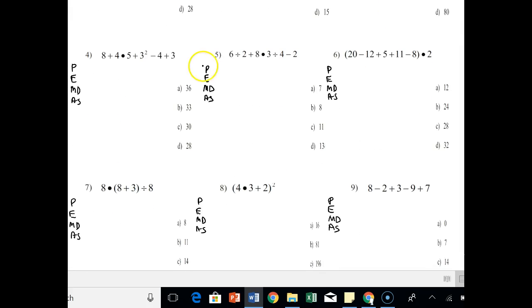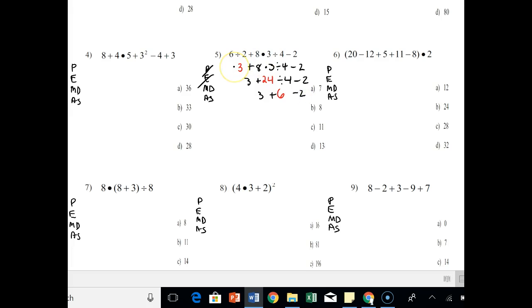Number 5, there's no parentheses, there's no exponents. There is multiplication and division. Notice the division pops up first as I move left to right, so I'm going to do this division first. So 6 divided by 2 is 3, 3 plus 8 times 3, divided by 4 minus 2. 8 times 3. Multiplication pops up next as I read it left to right. 8 times 3 is 24, so still 3 plus 24 divided by 4 minus 2. Then we go back to division, because that pops up as I move left to right. So then 24 divided by 4 is 6. So then 3 plus 6 minus 2.